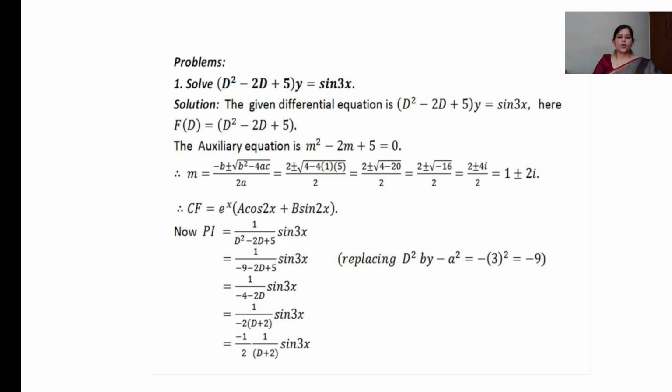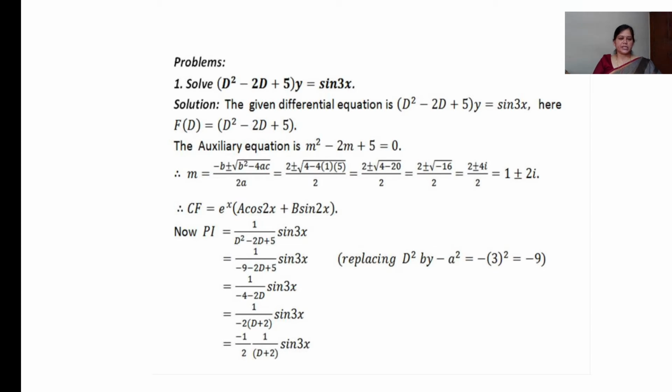So the third case of complementary function we have to use here. That's why we are getting complementary function is equal to e to the power x into a cos 2x plus b sin 2x. After finding the complementary function, now we are to move on to the second step. So what is our second step? We want to find out the particular integral.